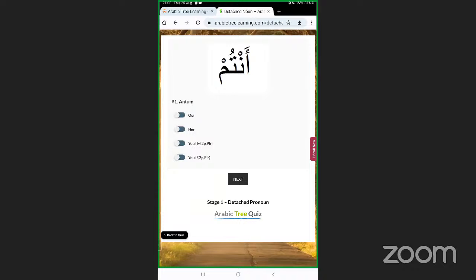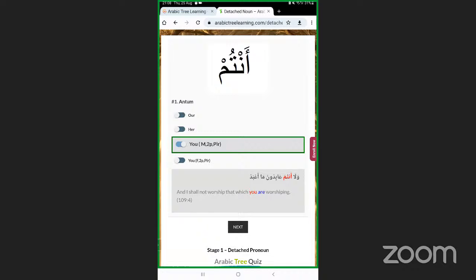This is a really important point you have to remember. In Arabic, plural is more than two, not like English, more than one. In English it is more than one, and in Arabic it is more than two. Antum. Antum is alone. It is on the right side.